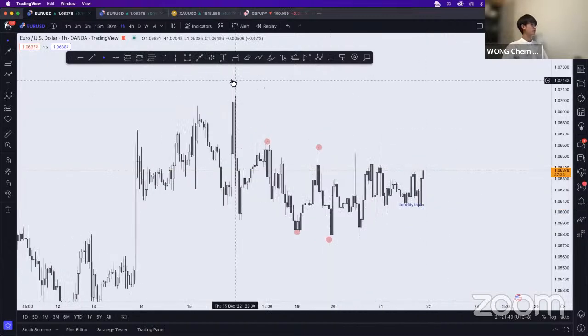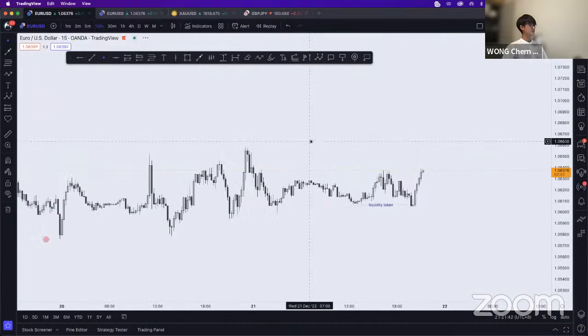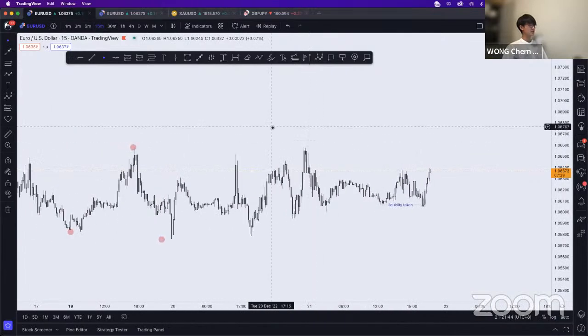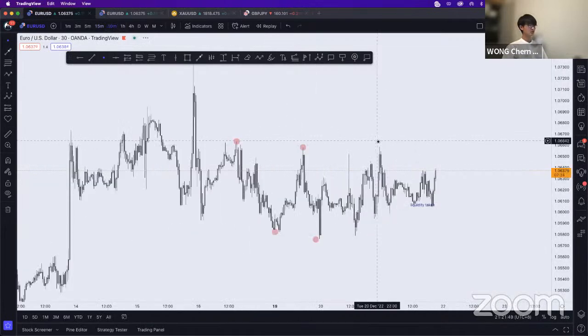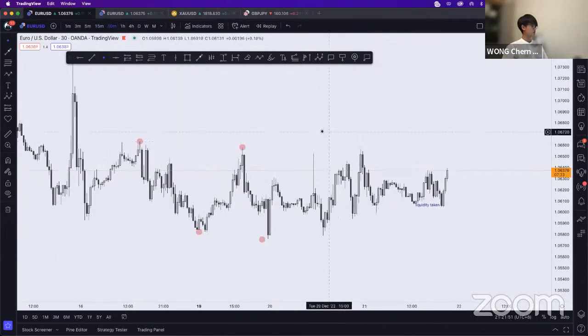Of course, the current price is bullish as of the New York session, and currently I am not in any trade. Chen, do you want to add on something?